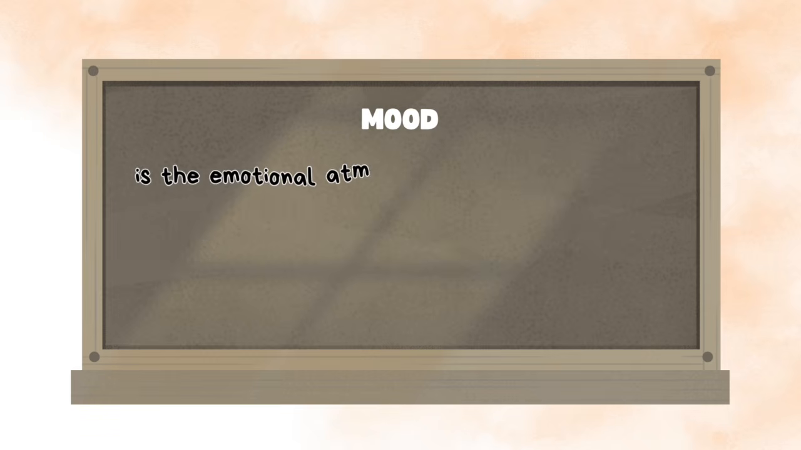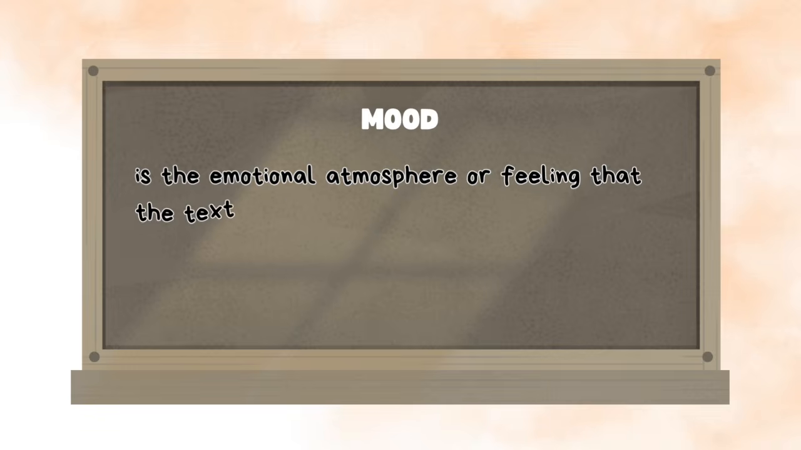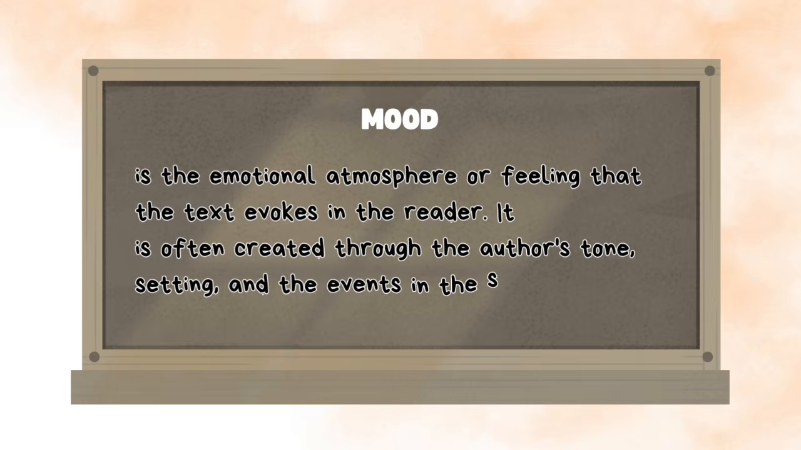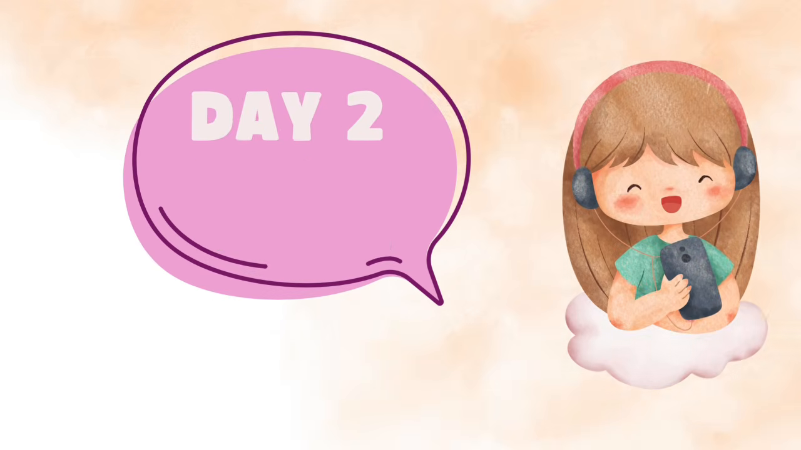Next we have the mood. Mood is the emotional atmosphere or feeling that the text evokes in the reader. It is often created through the author's tone, setting, and the events in the story. So, mood is how the story makes the reader feel. Did the story make you feel happy? Does it make you feel sad, gloomy, nervous, hopeful, or angry? That is mood.